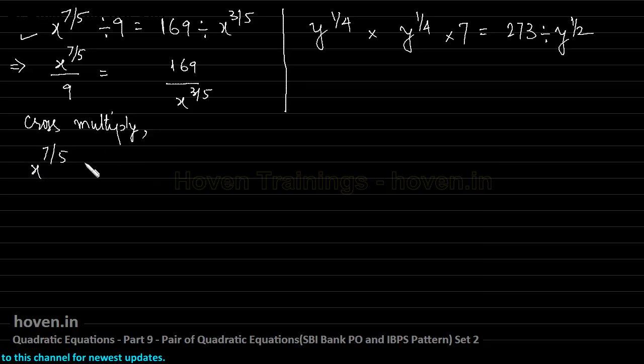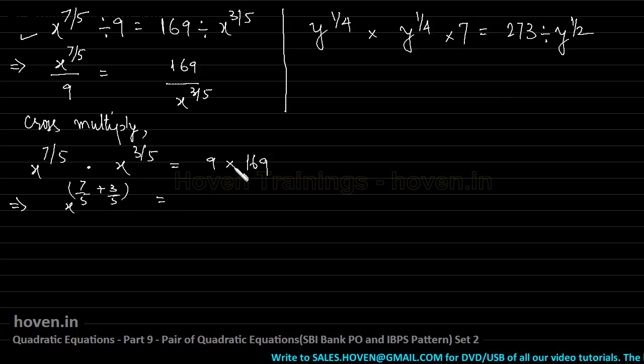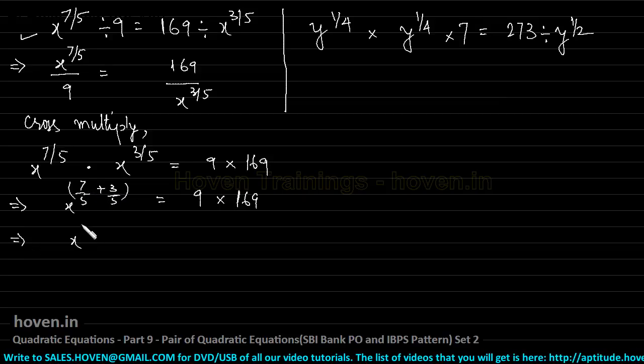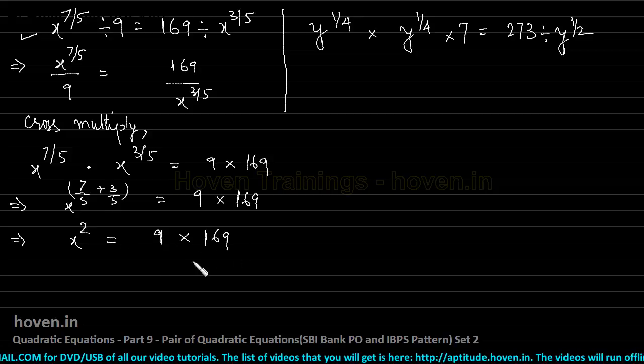x raised to the power 7 by 5 multiplied by x raised to the power 3 by 5 is equal to 9 into 169. Which implies, now what will this be? Add the powers, 7 by 5 plus 3 by 5, which is 7 plus 3, 10 by 5. So it will ultimately become x square equal to 9 into 169.